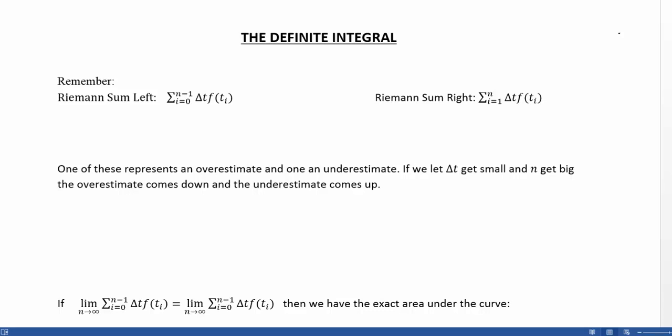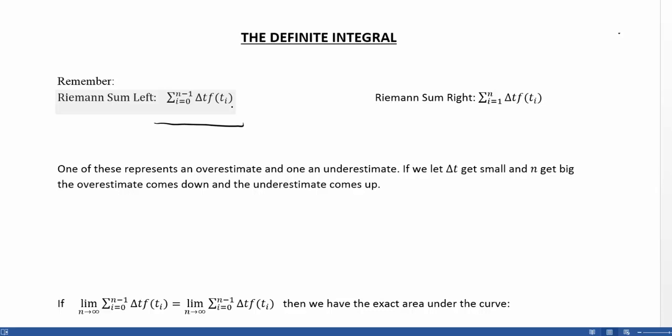The definite integral. Up until this point, we've been approximating the area under the curve by drawing in little rectangles, which provided us with an overestimate and an underestimate. We also determined how we could write the sum of all these rectangles in an efficient way, which was called the Riemann sum. So as a reminder, the left-hand side Riemann sum is the sum seen here that goes from 0 to n minus 1 of delta t f of t sub i.